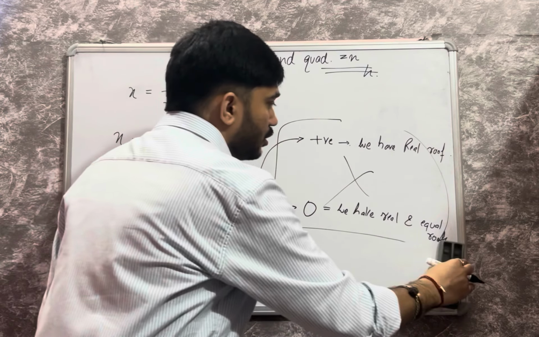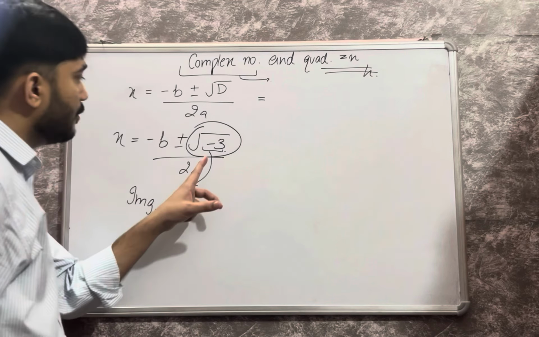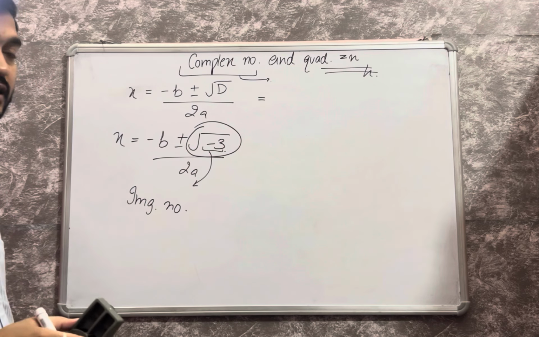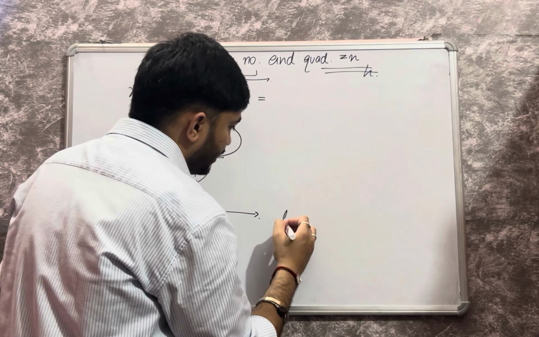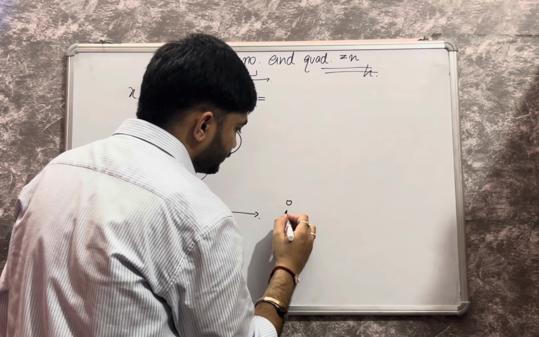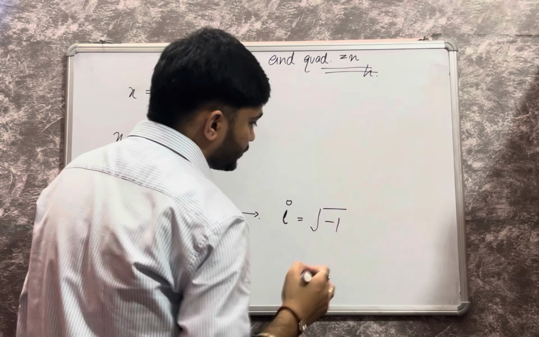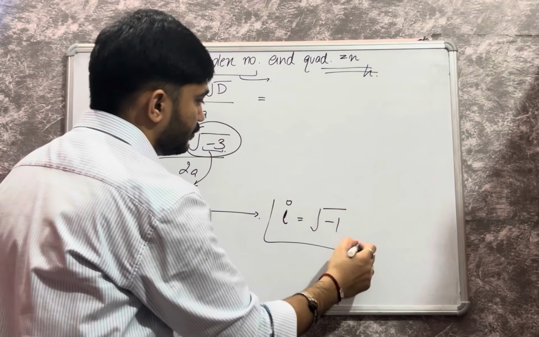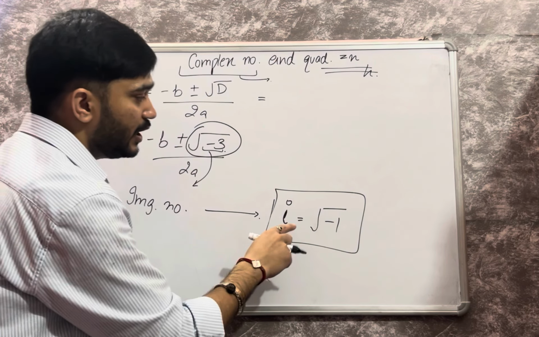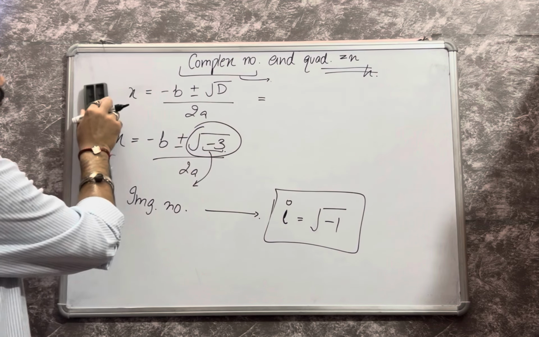So what are imaginary numbers? Numbers that solve the problem of minus in an under root are known as imaginary numbers. In imaginary numbers we have iota. Iota is equal to under root of minus 1. What is iota? Iota is under root of minus 1. It is the value of iota, and this is called imaginary numbers. Any doubt?